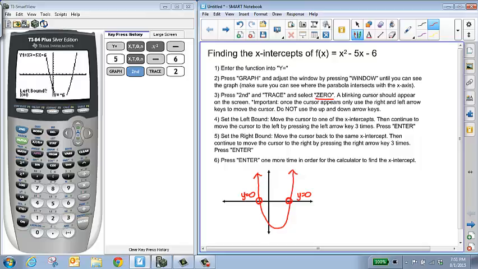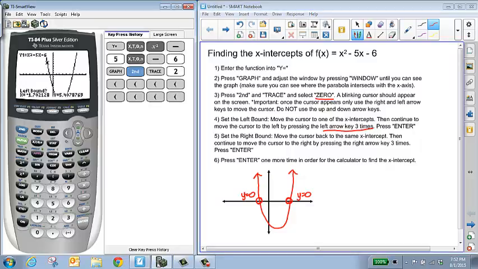So what we want to do is select one of our x-intercepts. Let's start with the one that's on the left here. We're going to use the left arrow key to place that cursor as close as possible to that x-intercept. Once it's pretty close, we're going to hit the left arrow key 3 times and press enter. So 1, 2, 3, we're going to hit enter. And as you can see now, the screen of the graphing calculator says right bound question mark. So that means we need to set the right bound.